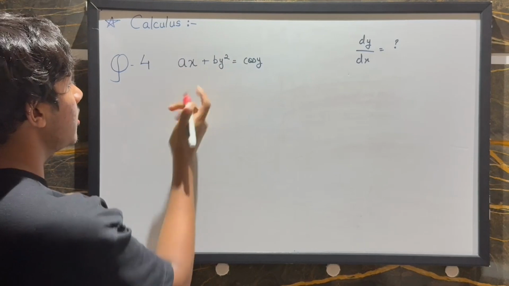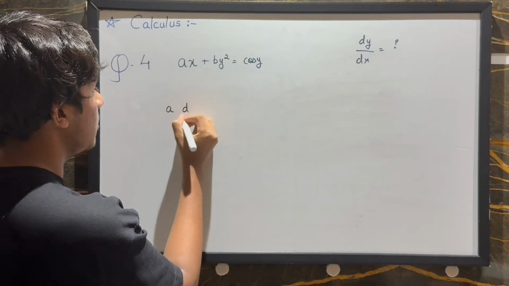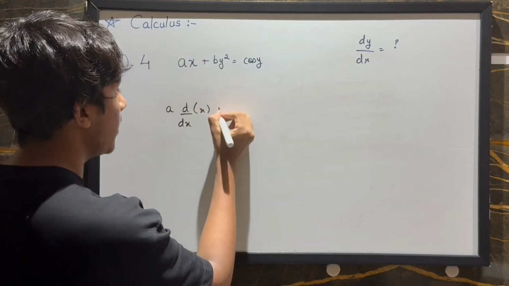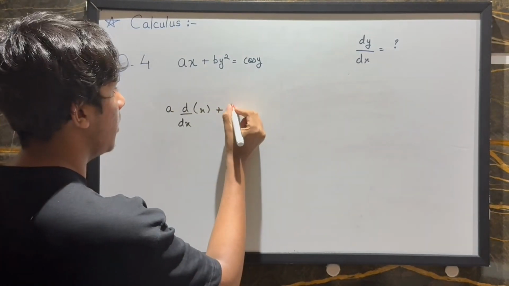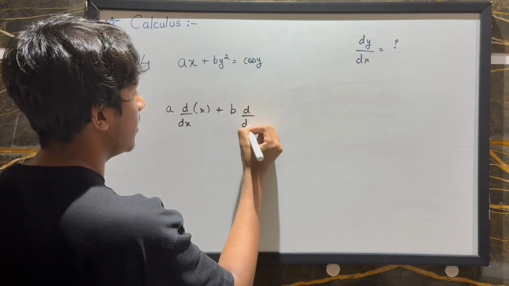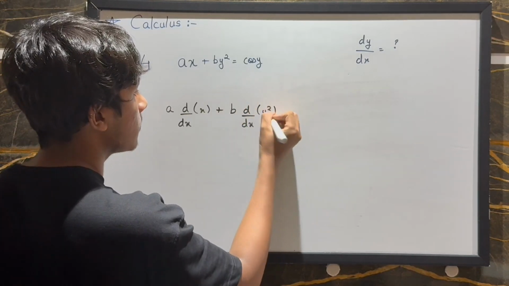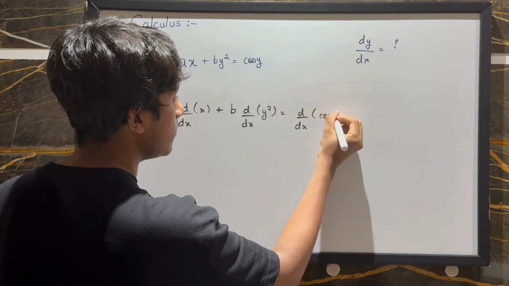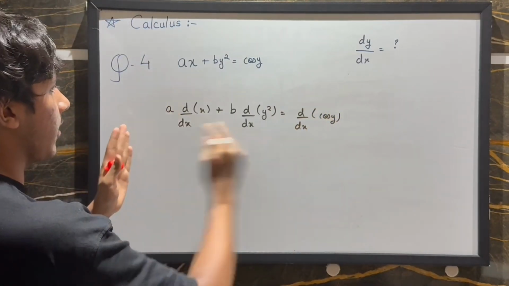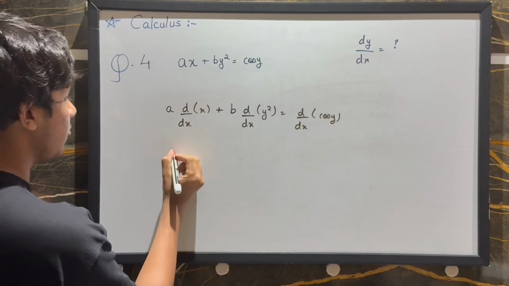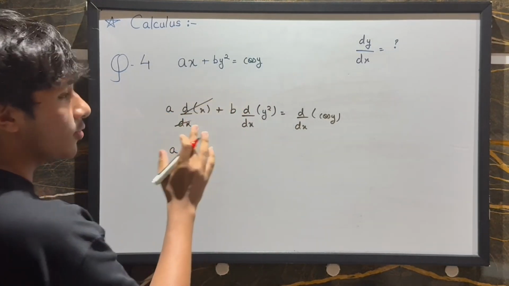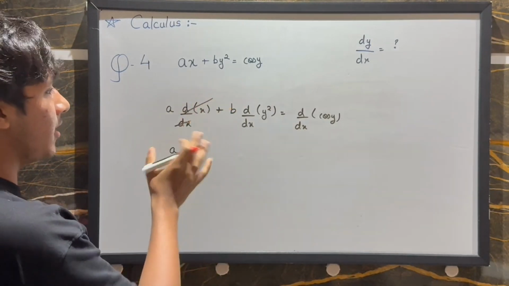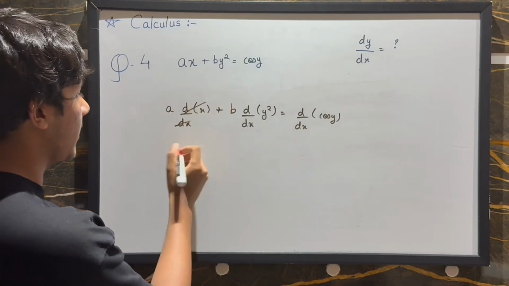So if we differentiate this, a would come out, then d by dx, we are differentiating this x, plus b is a constant, so b will also come out, and there will be d by dx of y squared is equal to d by dx of cos y. We have differentiated both sides, so we can write this like this, and it would be a, and this gets cancelled out. You don't have to cancel out in the exams, but just remember dx by dx, you will not cut it but directly write 1 here.